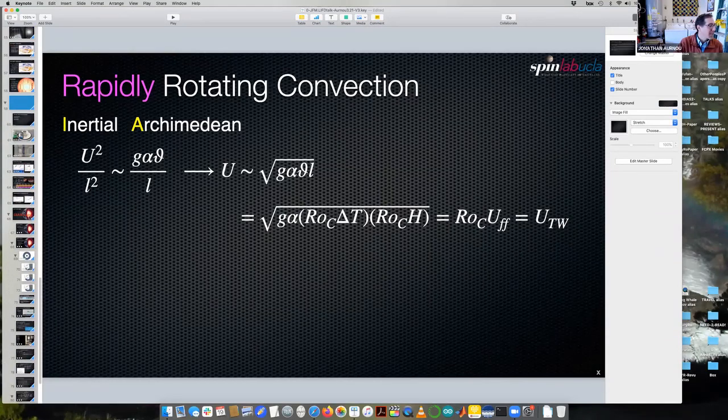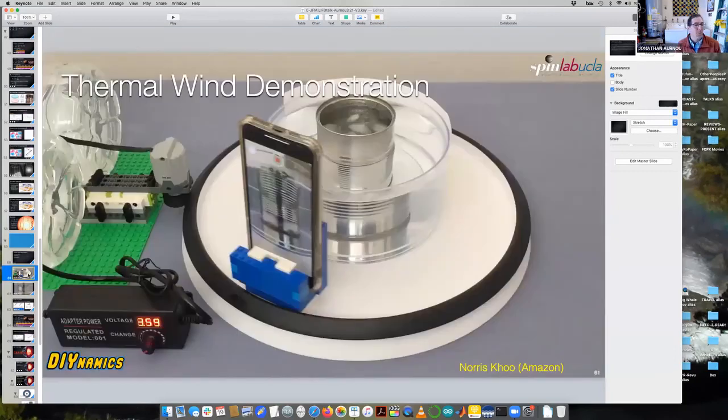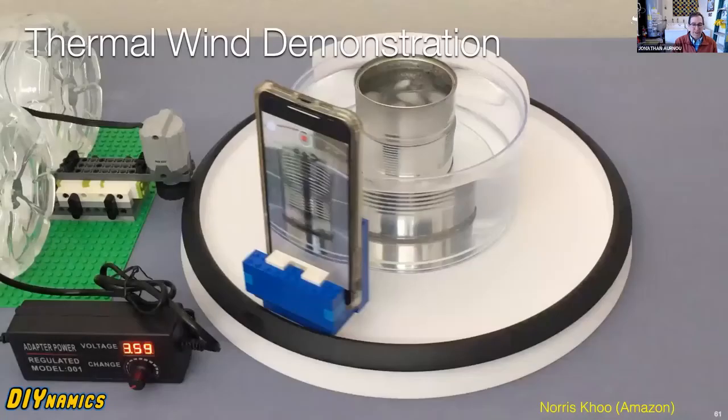So the one last thing I wanted to say, I left out our lab movies, but we're now building little rotating fluid dynamics kits. If you get the chance, check out DIY-namics. We've got a Lego-based table that you can buy for about between $60 and $100. It's just a Lazy Susan with a tank on it, and you can put your phone on there, and it's a Lego motor. Can you guys see that?